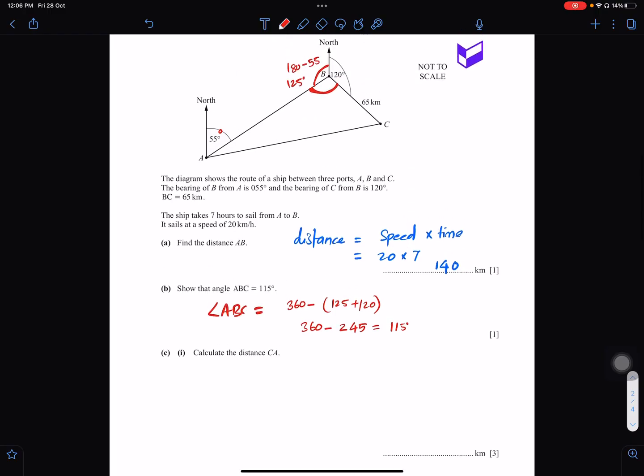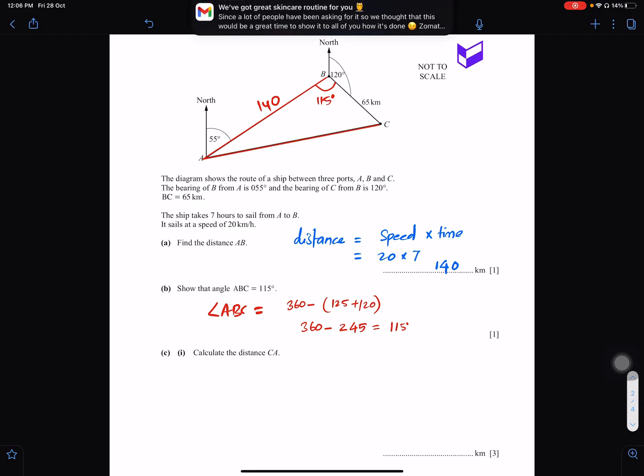Alright, calculate the distance AC. To calculate this distance, if we focus on the triangle, we have two distances available. The distance AB we found in part A, that was 140. Then BC is already given to be 65. We have shown that this angle is 115. And we have to find the distance AC. So a simple cosine rule can solve this entire thing.